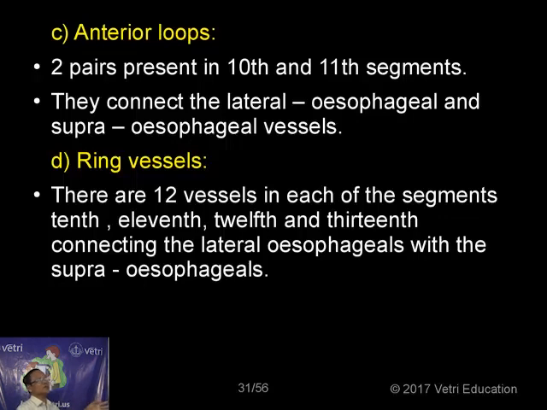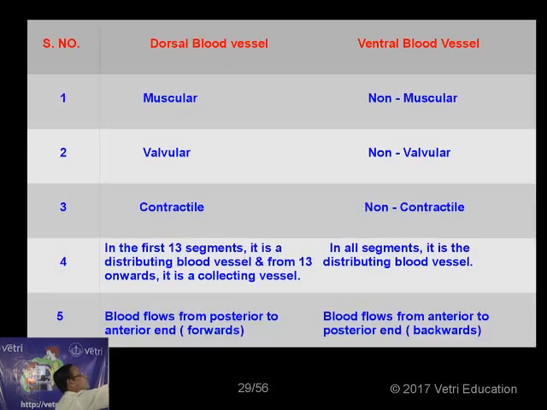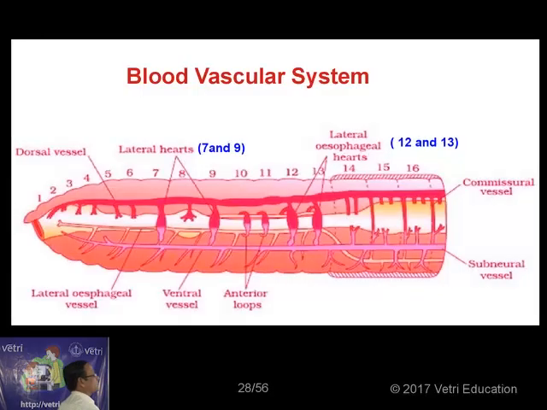And also we have the ring vessels, they are 12 in number, in each of the segments 10, 11, 12, 13, connecting the esophageal and supraesophageal vessels. Now these are all different types of blood vessels. So you have to know what the different types of blood vessels are, you can see that one. Now these are all the anterior lobes, two pairs connecting the esophageal, supraesophageal and lateral esophageal blood vessels. That's about what we have.